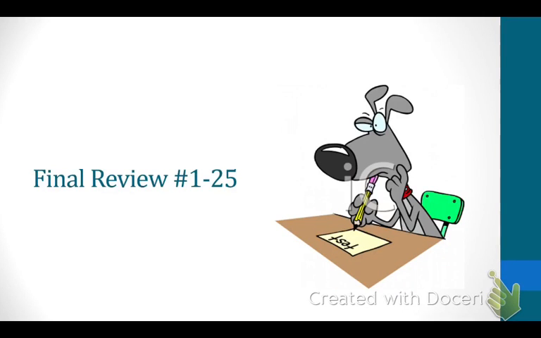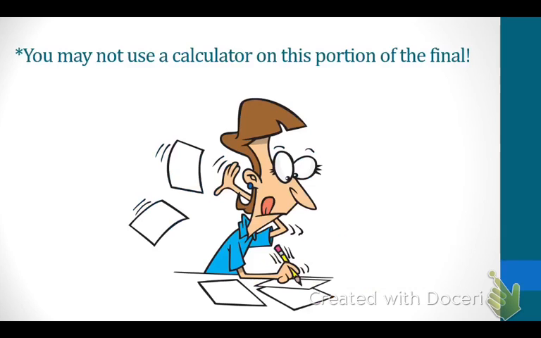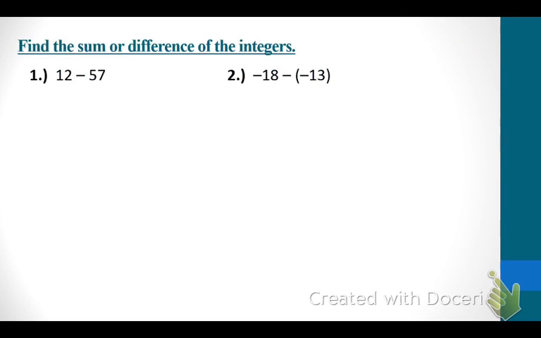Okay, so right now we're just going to go through questions 1 through 25 on your review sheet that you've already completed to make sure that you have the right answers. If you get something wrong, please erase it and fix it so that you have a really good study guide for what your final is going to look like. On this portion that we're talking about today, you may not use a calculator, okay? So we're going to practice as we go through it with not using our calculators.